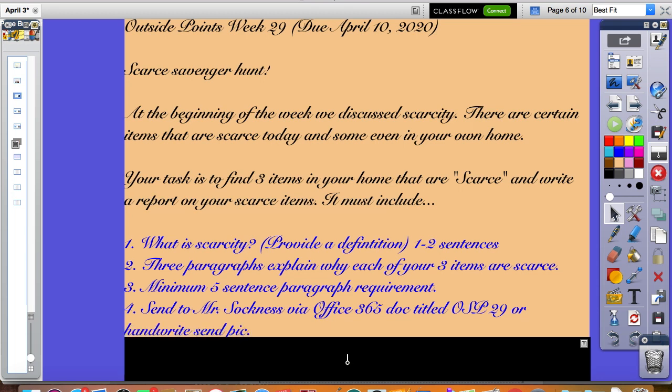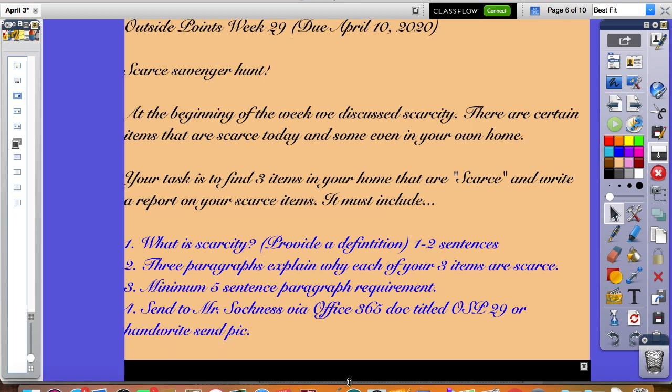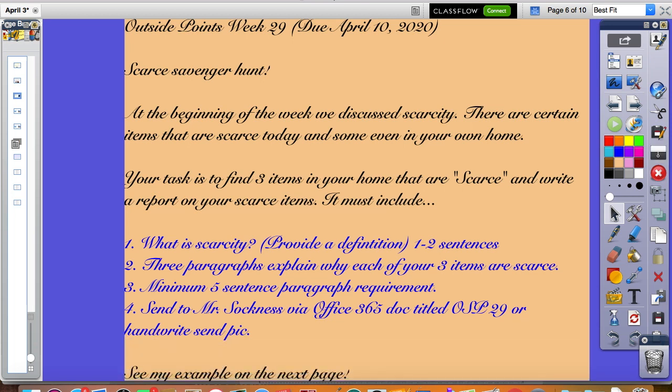And you need to send it to Mr. Stockmus via the Office 365 document titled OSP 29, or you can handwrite this and send me a picture. Hey, when we do our Zoom virtual classes, if you've got assignments, you can just put your assignment in front of the camera and say, hey, here it's done, and just give me a minute to review it, and then we'll be good to go.